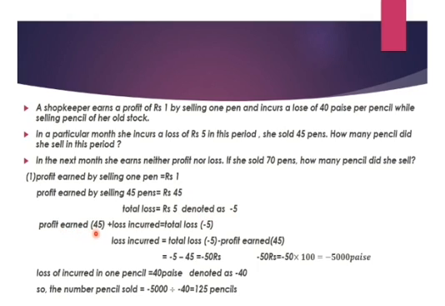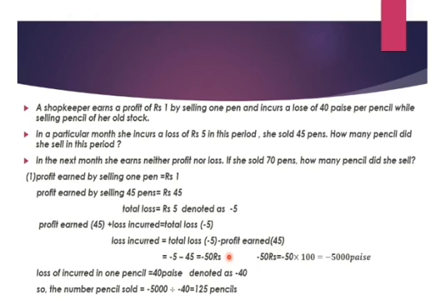Then profit earned plus loss incurred is equal to total loss. It means if we add the profit and loss, we get the total loss, which is given as minus 5. Minus 5 is the total loss and the profit earned is 45 rupees. Then how can we find the loss incurred? We transfer from the left-hand side to the right-hand side. Profit earned becomes minus profit earned. Then we get loss incurred equals total loss minus profit earned. Total loss is minus 5 and profit earned is 45. We get minus 50 rupees.